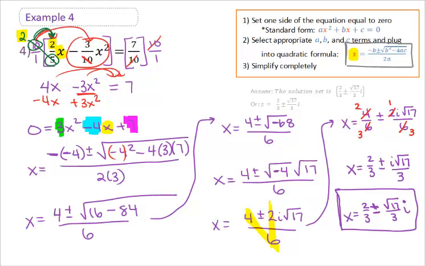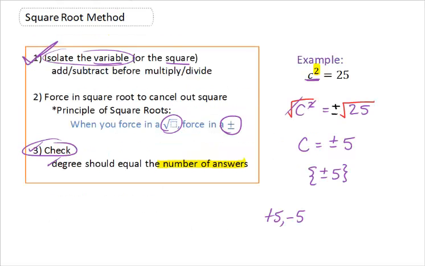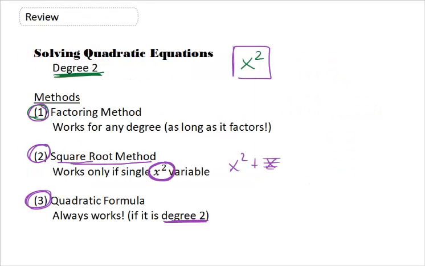So let's review those methods one more time. Okay? Put it in standard form. Write down your formula. Plug in your a, b, and c values. And then simplify completely. I'd also like to review all different ways to solve quadratic equations.